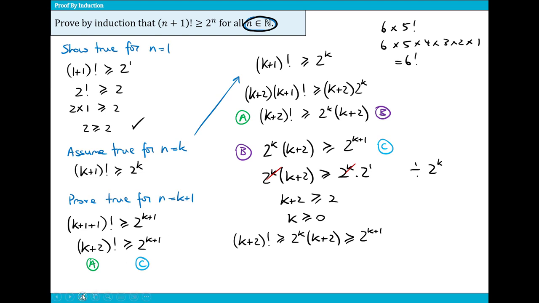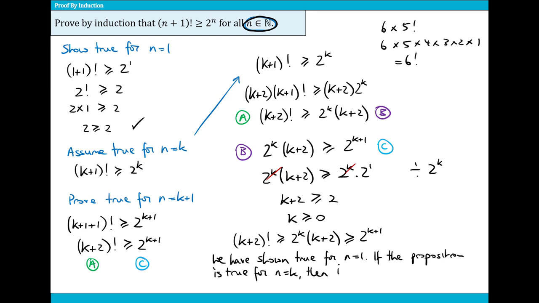Remember that to finish these questions, we need to write down the statement. We have proved true, we have shown true for n equals 1, if the proposition is true for n equals k, then it is true for n equals k plus 1, therefore true for all natural numbers n, element of N. So you have to have that statement at the end just to get your full marks in your question.